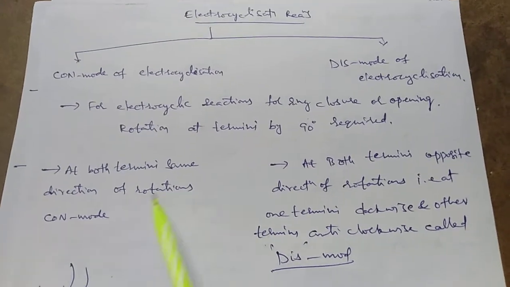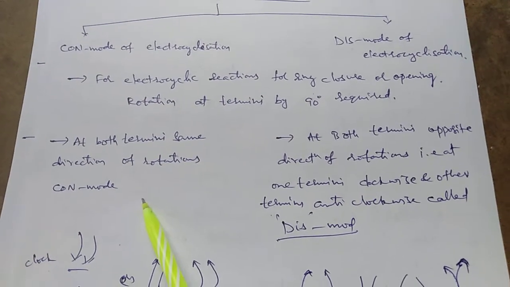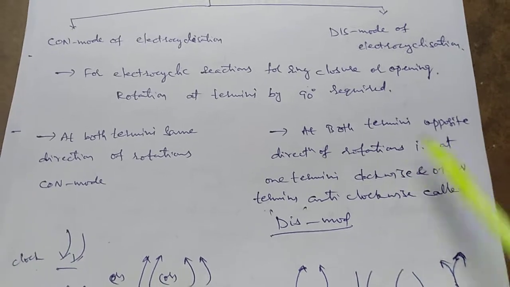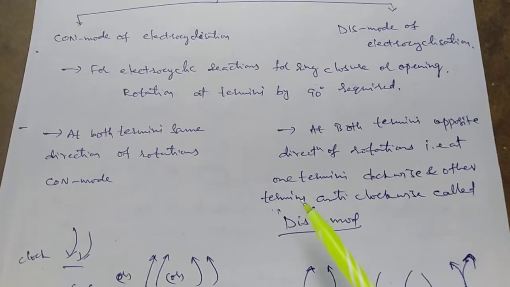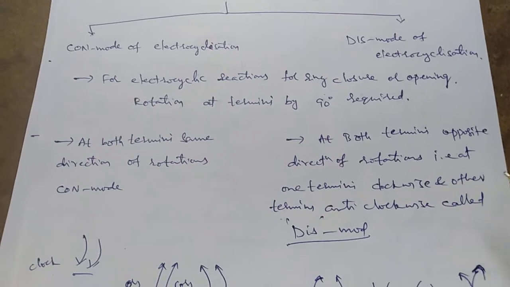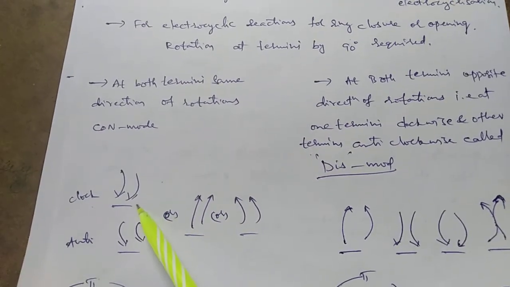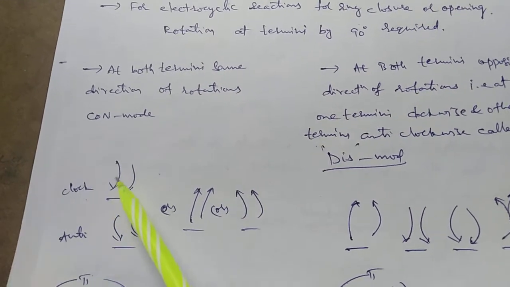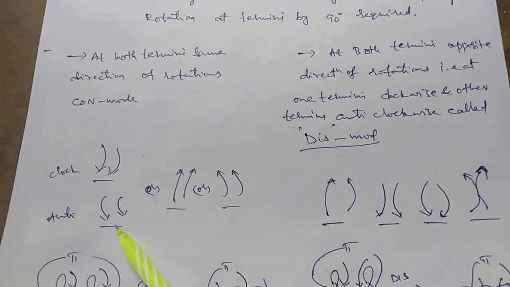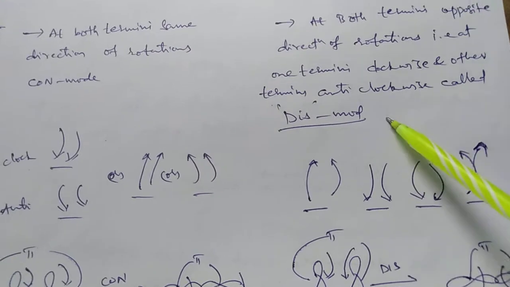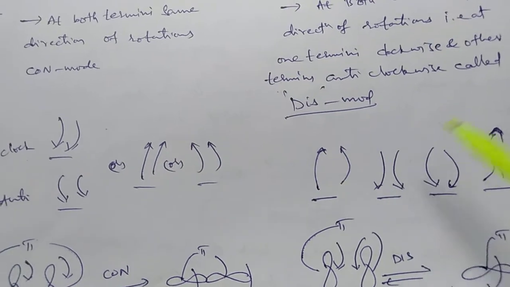At both termini, same direction of rotation is called con mode of electrocyclization. At both termini, opposite direction of rotation, that is, at one termini clockwise direction and the other termini anti-clockwise direction, is called dis mode of electrocyclization. For example, in con rotation, both termini are clockwise direction or both termini are anti-clockwise direction, but for dis rotation, one termini is clockwise direction and another termini is anti-clockwise direction.